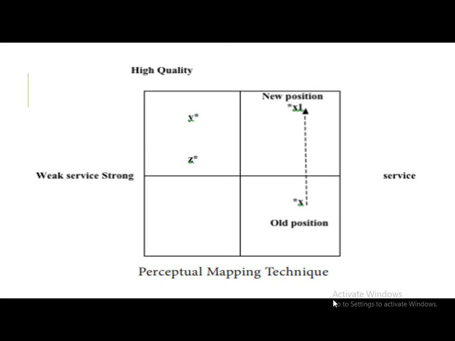Next is the perceptual mapping technique. What is that? To study the strengths and weaknesses of a firm's product in comparison to that of the competitor's product, the perceptual mapping technique is used by industrial marketers. The concept of the perceptual mapping technique has been explained here under one example. You can see the example, the position of three manufacturers, product A, based on the market research study conducted by the firm X.